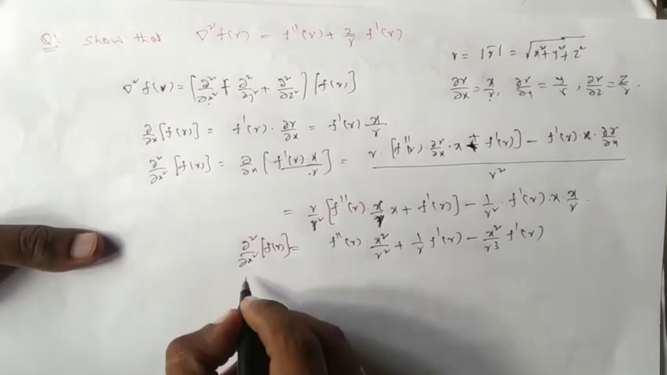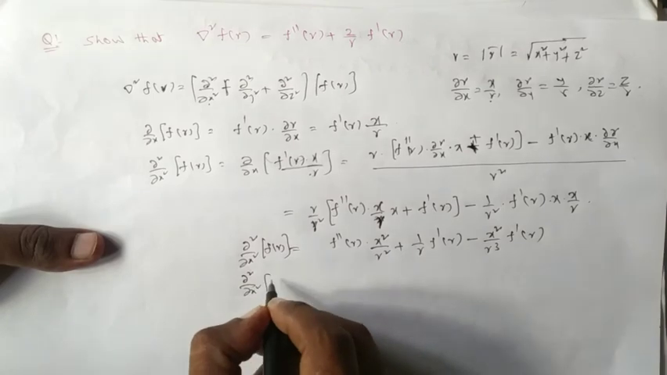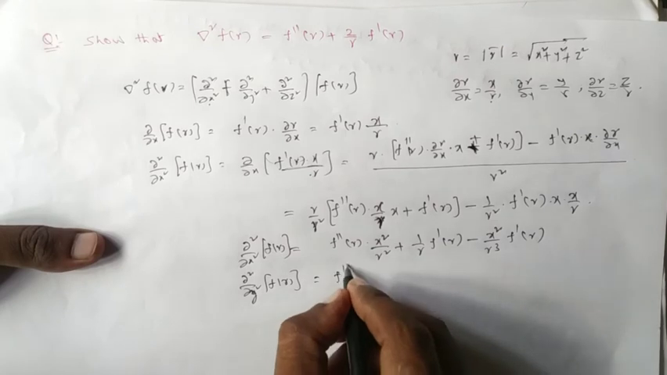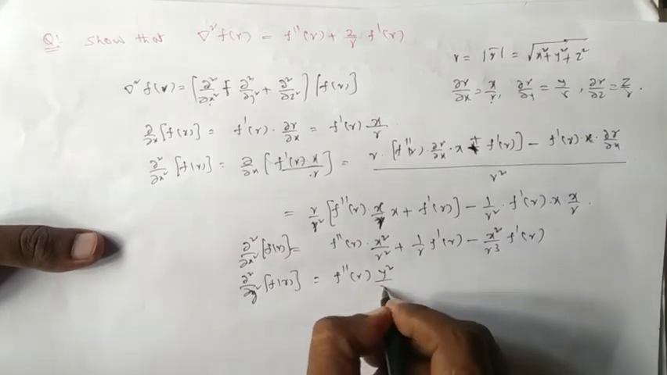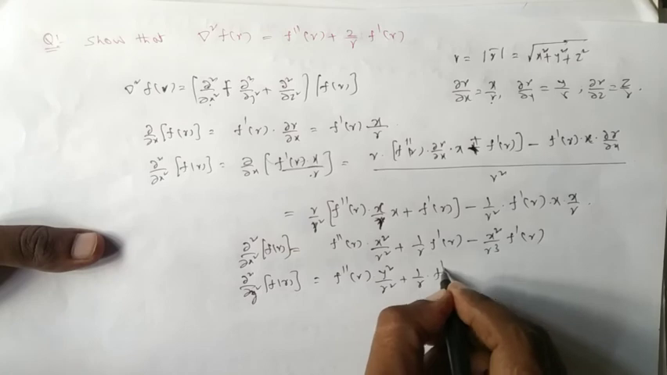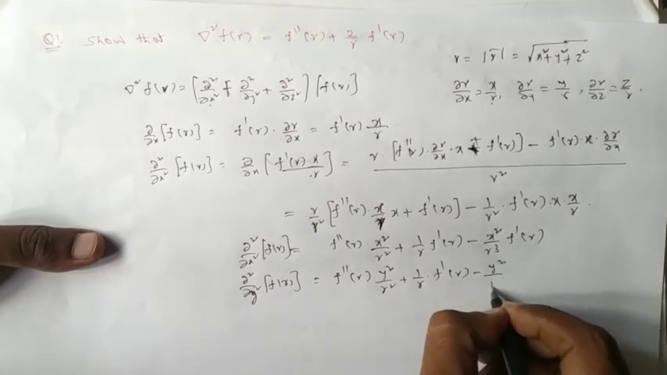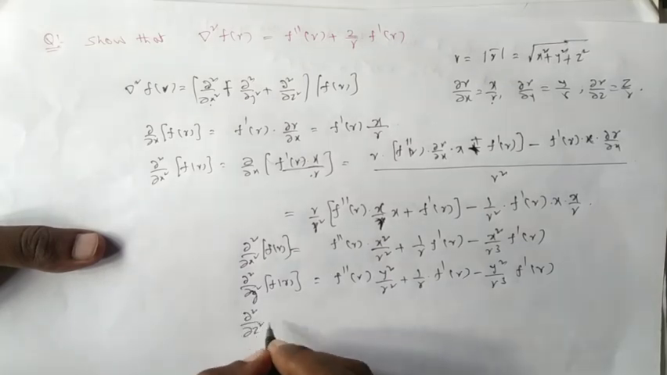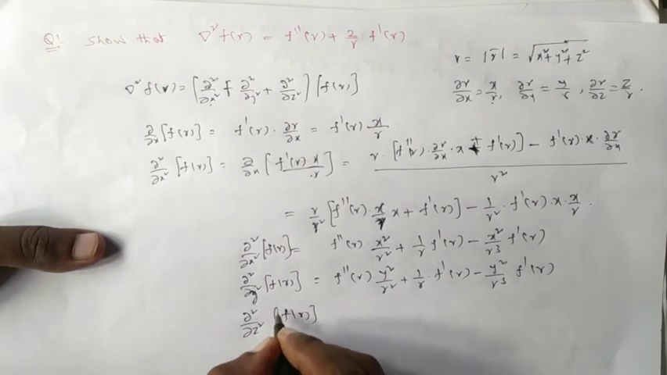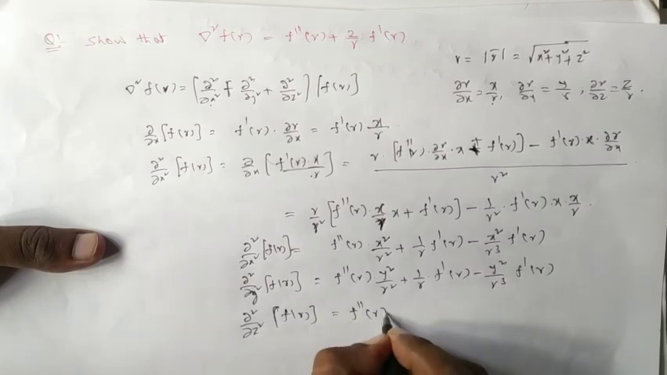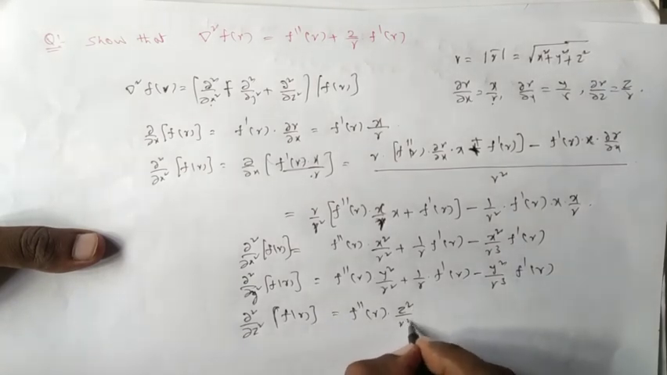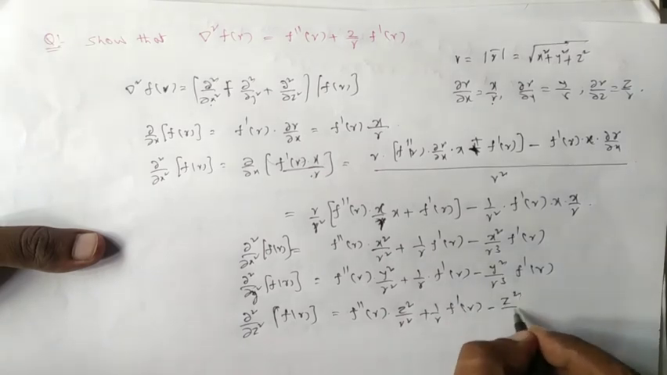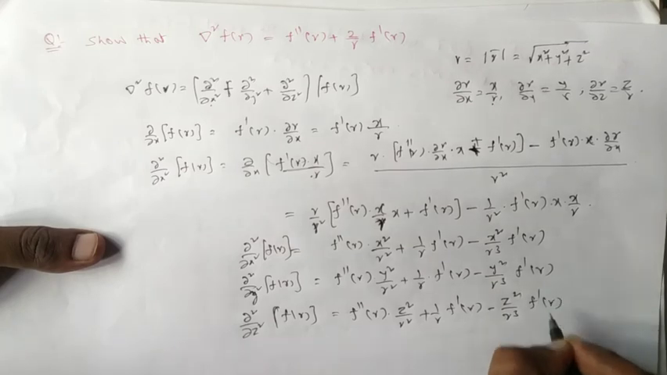Now similarly, can you write ∂²/∂y² of f(r) from this expression or not? We easily write it as f''(r) into y square by r square plus 1 by r into f'(r) minus y square by r cube into f'(r). Similarly, ∂²/∂z² of f(r) we can write as f''(r) into z square by r square plus 1 by r f'(r) minus z square by r cube into f'(r).